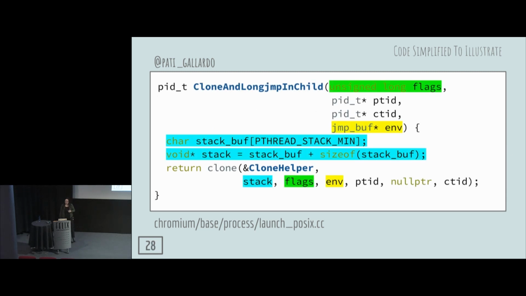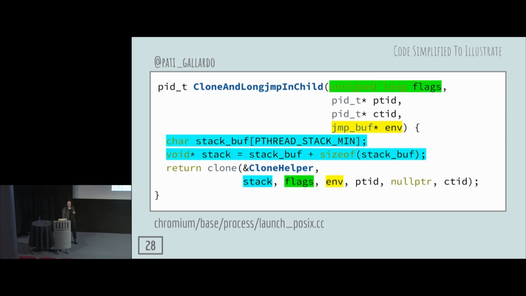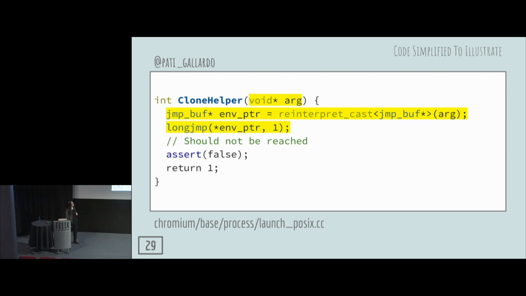Okay, so let's look at clone helper. Clone helper is very simple. It takes this void star argument, which is our jump buffer, because we passed it. Let's see, I'll go back. We passed it in as the fourth argument to clone, and that's going to be passed in as an argument to clone helper. So we get our jump buffer in there, and then we basically just do a long jump to it. We don't do anything else. We just want to jump back so that we look like we return as well. And then there's an assert false and return 1, but that is unreachable code.